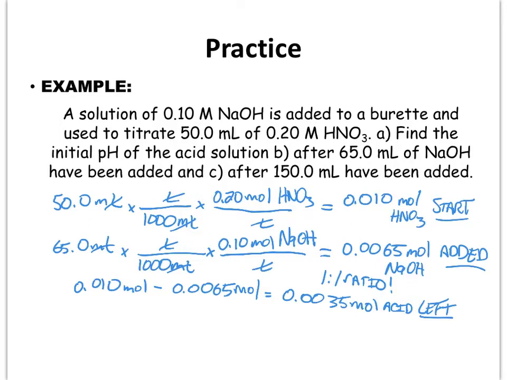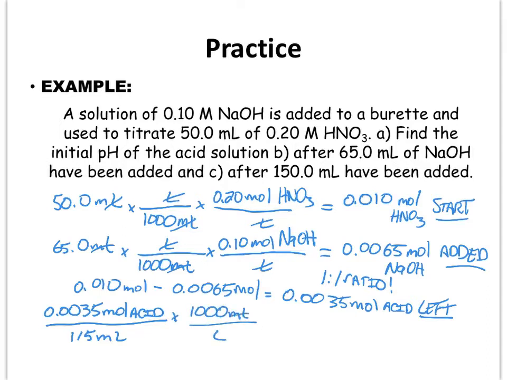So there's that many moles of acid now floating around in a new volume of solution. Remember, I started with 50 milliliters. I added 65 milliliters. So it's actually floating around now in 115 milliliters total. So I know there's 1,000 mils for every liter. This will allow me to calculate the concentration of the acid that I have left over here.